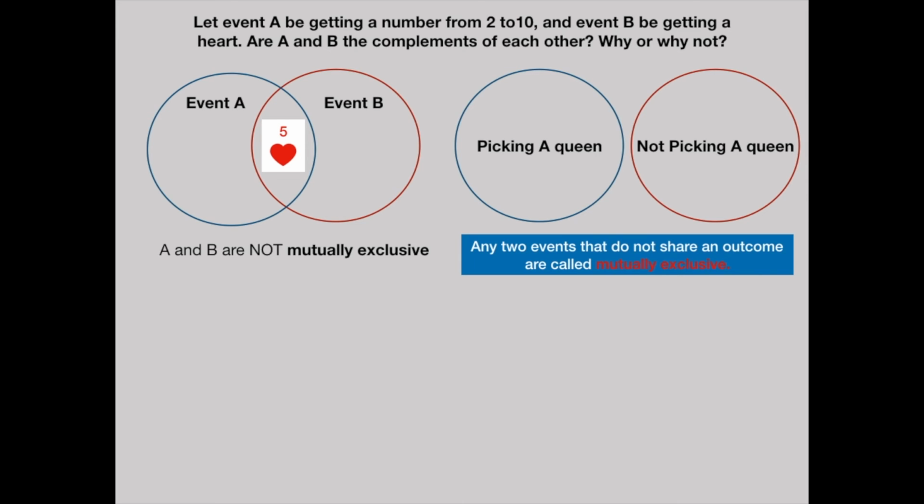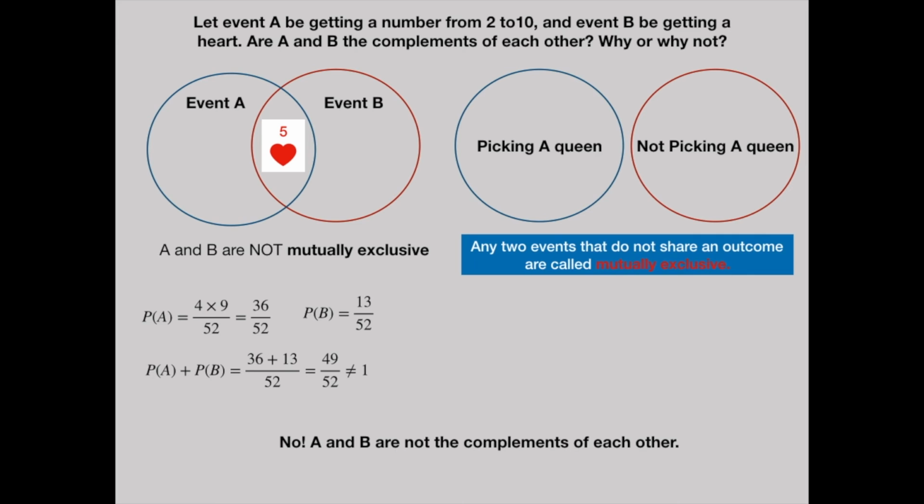It's a reminder that picking a queen and not picking a queen, these two events are separate. They do not share any common outcomes, so that means they are mutually exclusive. Also, for events A and B, you can find the probability of the two events, and when you add the two probabilities, you don't get 1. So this is another condition we can use to conclude that A and B are not the complements of each other.